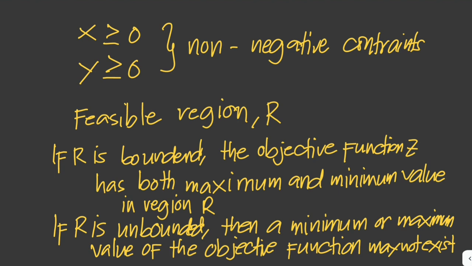And then there is one method that we can use in solving LPP, and we call it the corner point method. In this method, we just have to graph the given constraints and then find the feasible region R, and then get the corner points. Then substitute the corner points into the objective function to solve for the maximum and the minimum values.